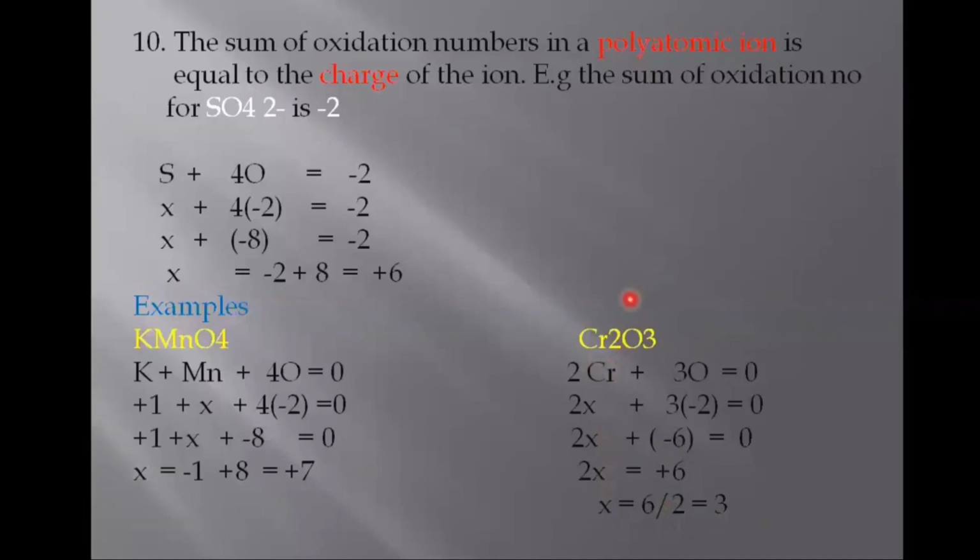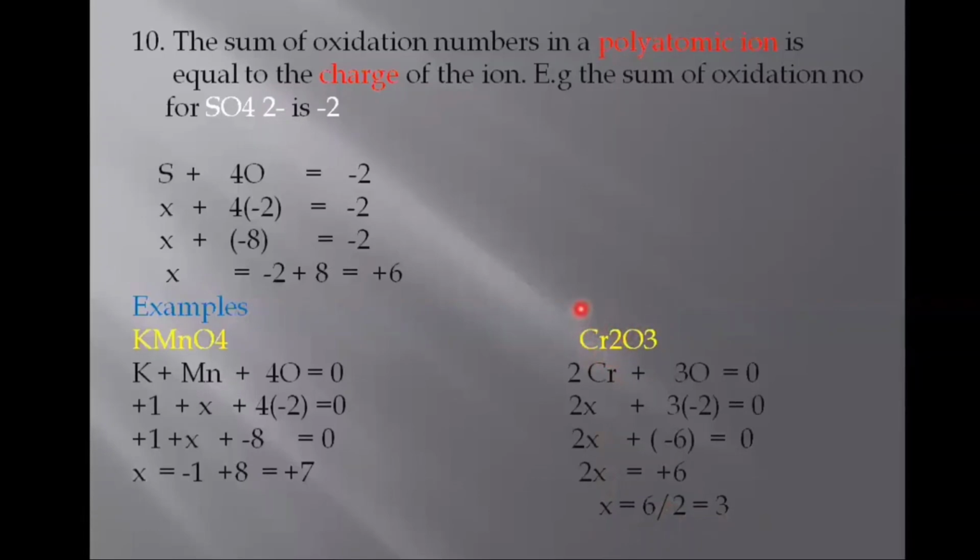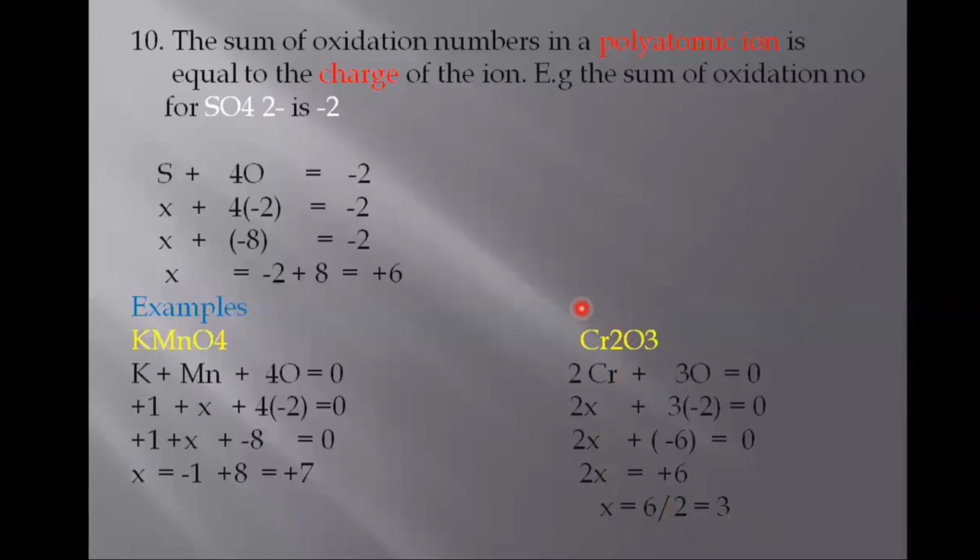You can simply solve this: 3 multiplied by -2 is -6, and +6 for chromium. As there are 2 atoms of chromium, each chromium has a +3 charge. So I hope you will now be able to calculate the oxidation number of any atom in any other compound.